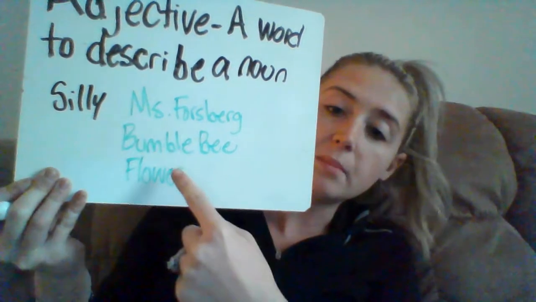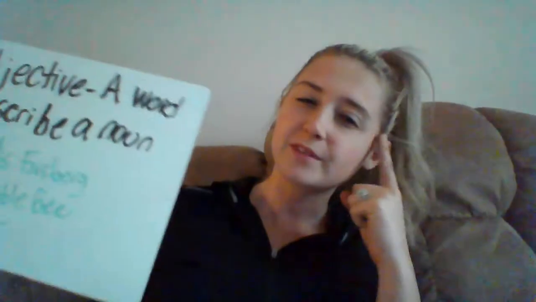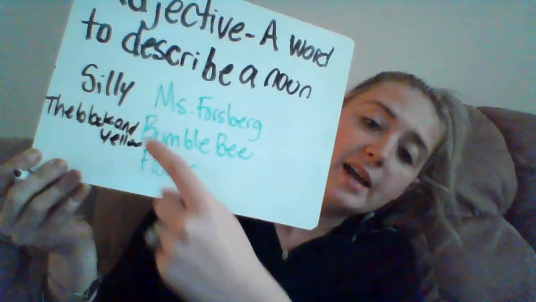Now let's look at bumblebee. We could use, let's think. I sometimes like to use colors to describe things. So I'm going to say the black and yellow bumblebee. So I have the black and yellow bumblebee. And then you could say that it flew away, or you could tell what it did.